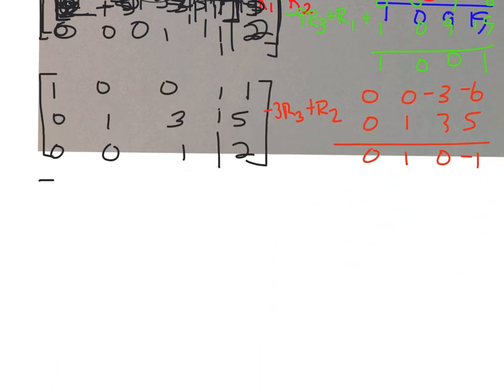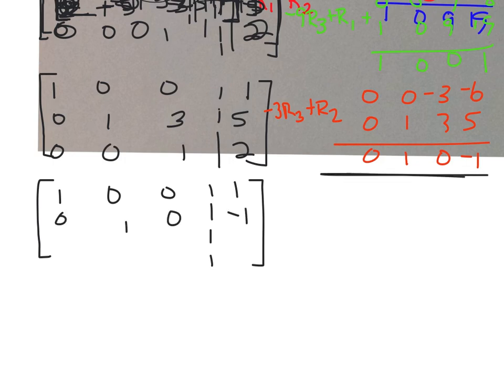Okay, so row 1 stays the same: 1, 0, 0, 1. Row 2 is now 0, 1, 0, -1, because remember, this is what I got for row 2. And row 3 is 0, 0, 1, 2. Now I have it in reduced row echelon form. I have a diagonal of 1s, 0s in the corner, 0 in the corner. And then I have my equals over here.